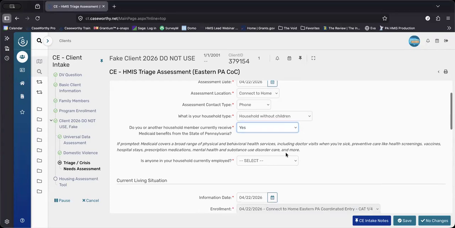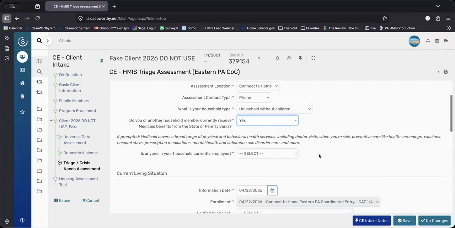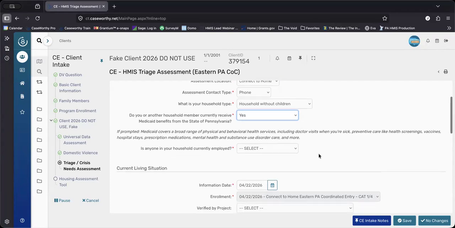And if prompted, there's just a little more detail around what Medicaid is and what it covers. The next question that we added last year at the request of our governing board is, is anyone in your household currently employed? The value of that question for the governing board is to have some data to work against a common assumption, or more of a mainstream myth, that everyone experiencing homelessness in our region is unemployed and has no income.